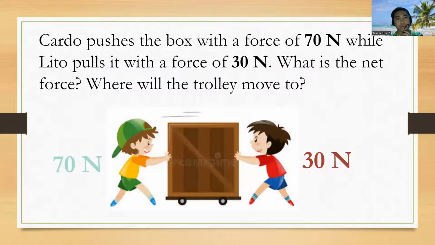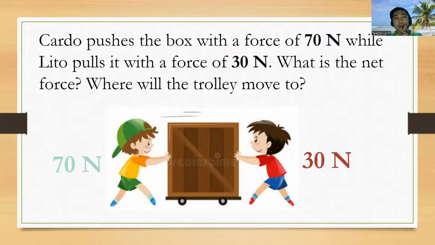newtons to the left. Cardo pushes the box with a force of 70N while Lito pulls it with a force of 30N. What is the net force? Where will the trolley move to? So, kita naman natin, it is quite obvious naman, diba? Na mas lamang yung kay Cardo. So, subtract lang natin yung 70N and 30N. So, 40N to the left.